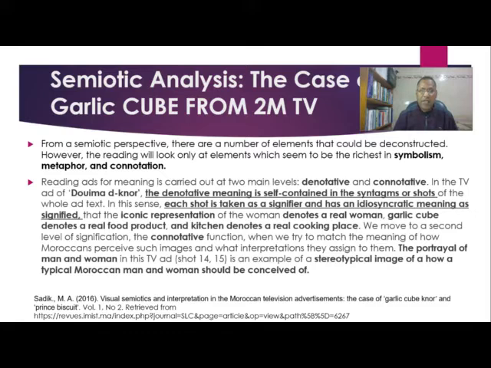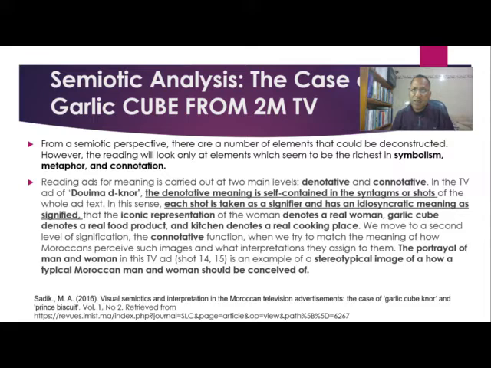In this, each shot is taken as a signifier and has an idiosyncratic meaning as a signified, so the iconic representation of the woman denotes the real woman, the garlic cube denotes real food products, and the kitchen denotes a real cooking place. So notice now the first level of signification. We talk about a real kitchen, a real woman, and a real food product.